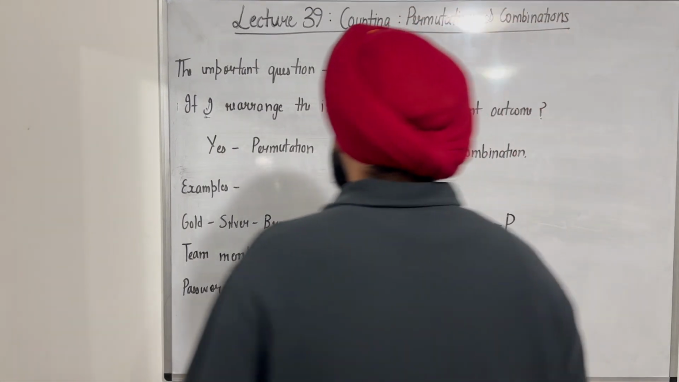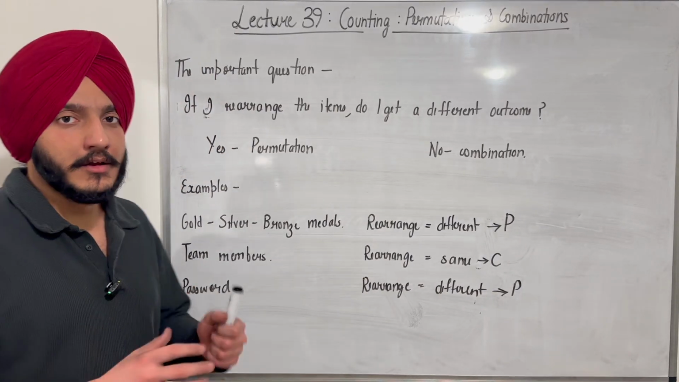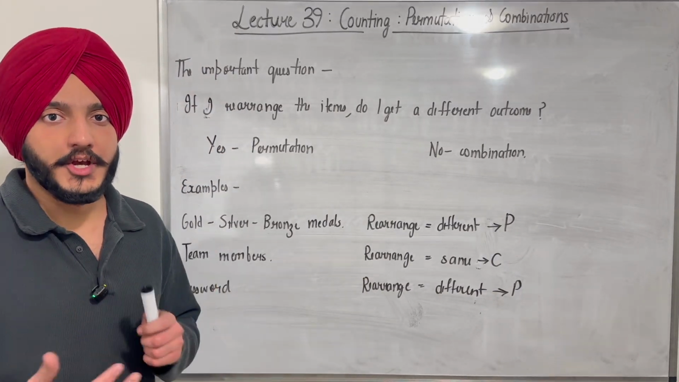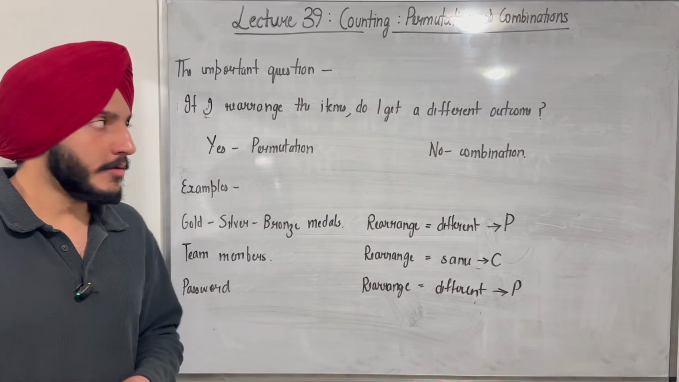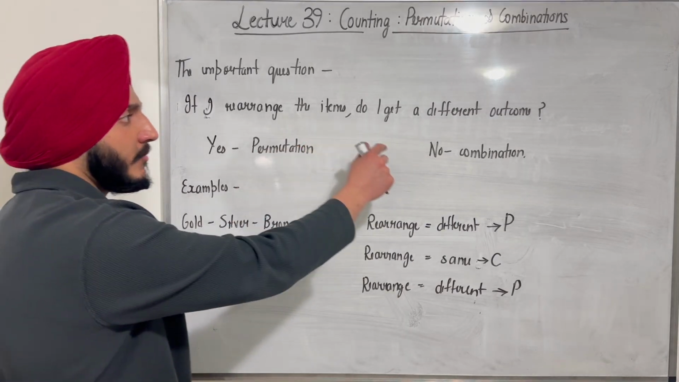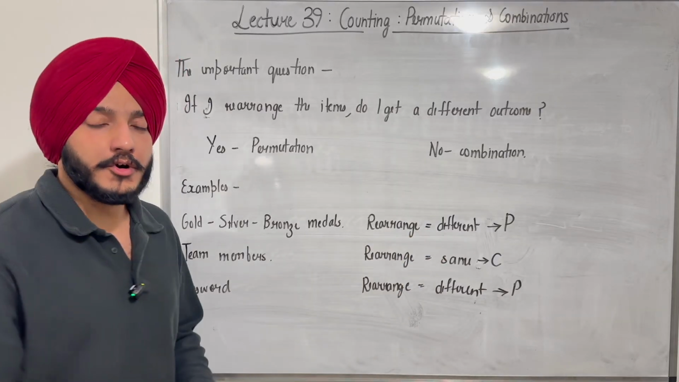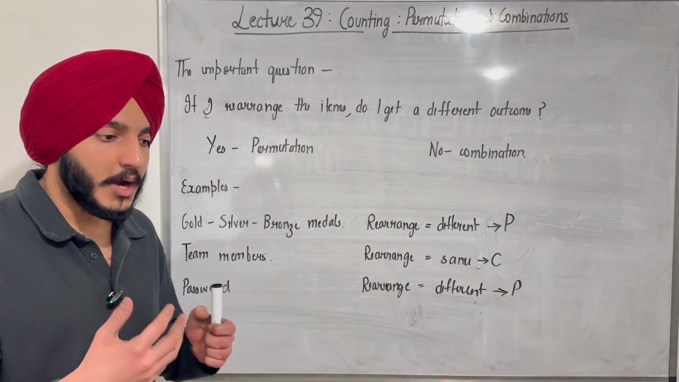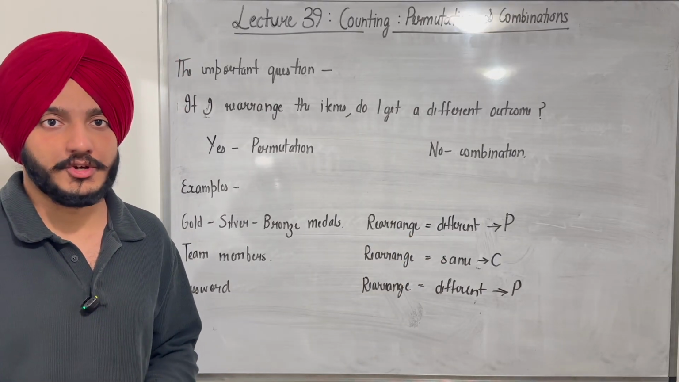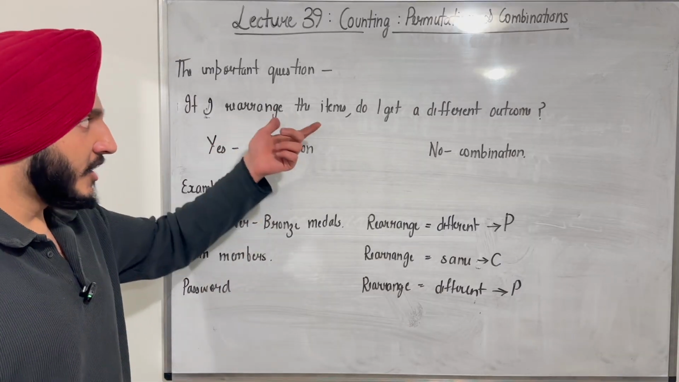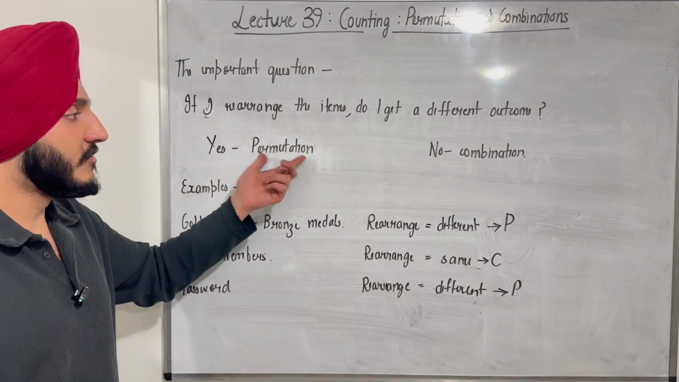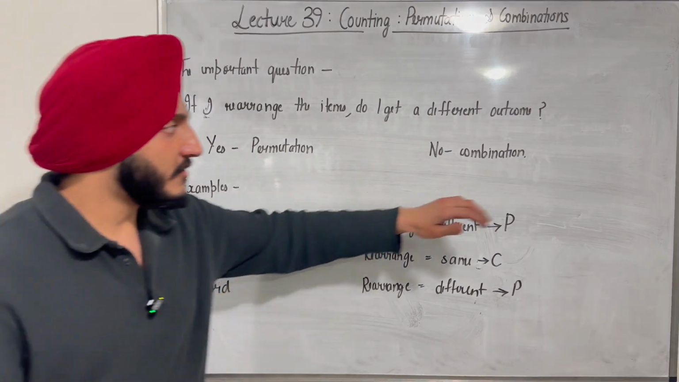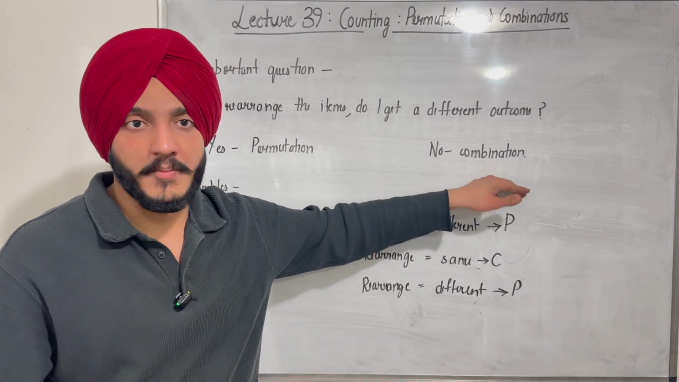Okay, everyone. So I'm just going to give a final overview of permutation and combination using this very important question, right? The idea is very simple. If I rearrange the items, do I get a different output or not? This is the question that you usually ask yourself if you're approaching a permutation or a combination question, right? So if I rearrange it, do I get a different outcome? If your answer is yes, then it is going to be a permutation. And if your answer is no, in that case, it would be a combination, right?